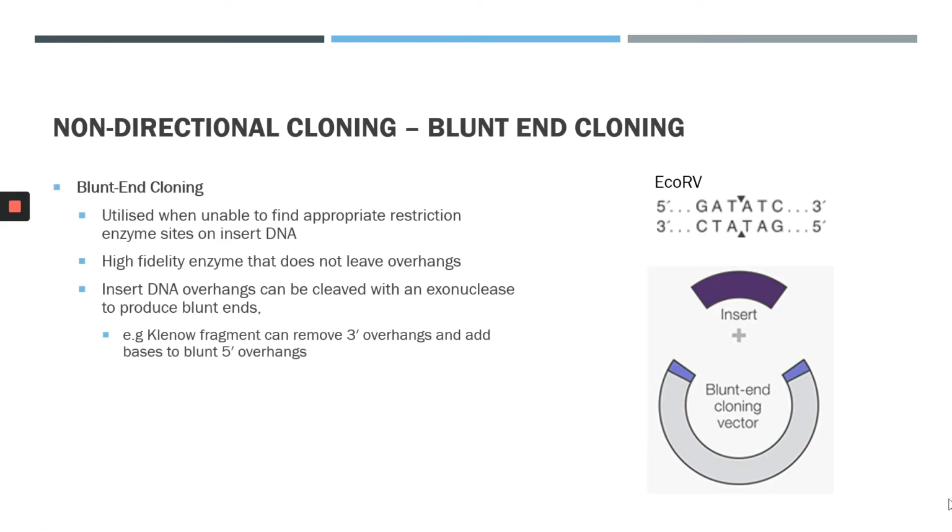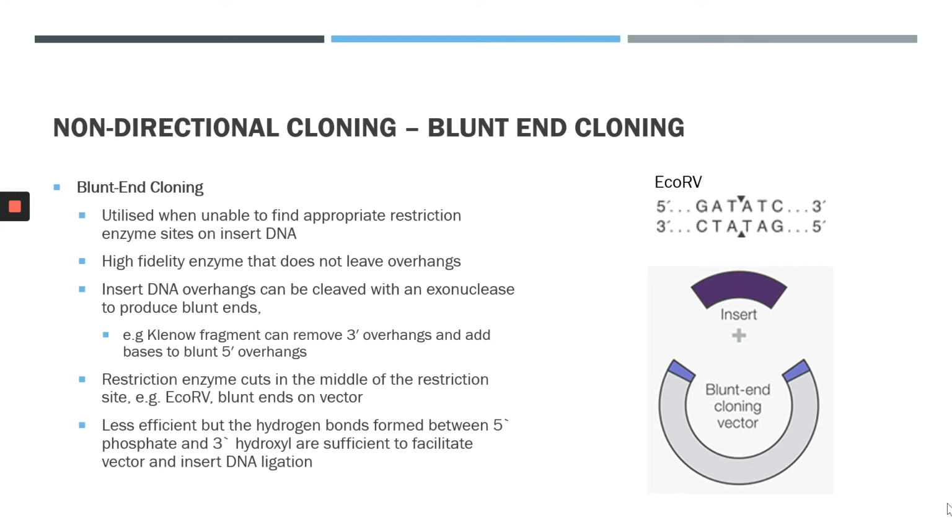Another method of non-directional cloning is blunt end cloning. Blunt end cloning is used for various reasons. For example, if we're unable to find an appropriate restriction enzyme site in the insert DNA fragment, we can use a high-fidelity enzyme that doesn't leave overhangs. Alternatively, any overhangs on the insert DNA fragment can be cleaved with an exonuclease in order to produce blunt ends on the insert DNA fragment. For example, a Klenow fragment can be used to remove any 3' overhangs on the insert DNA fragment and also adds bases to blunt 5' overhangs.